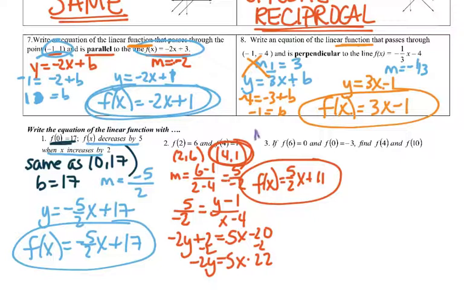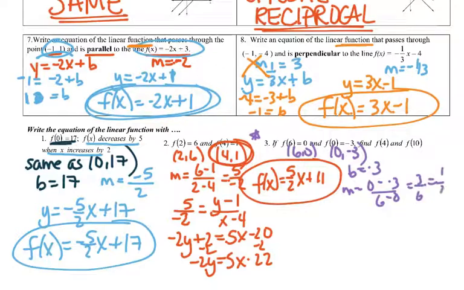All right, grand finale, number 3. 6, 0 is one ordered pair, and 0, negative 3. Well, this made my life nice because I was given the y-intercept, right? What's the slope? 0 minus negative 3 over 6 minus 0, so the slope is a half. So I can pretty quickly get the equation, 1/2 x minus 3. And that's like part 1.